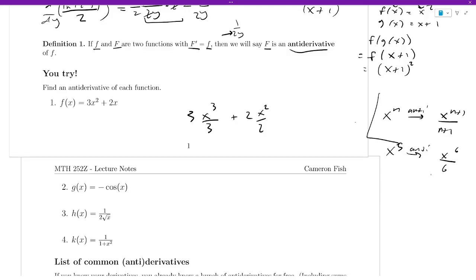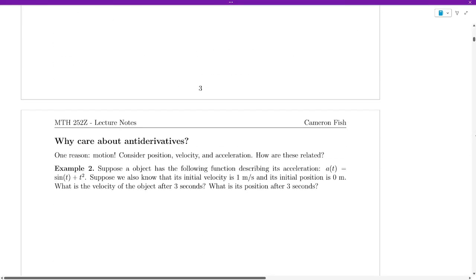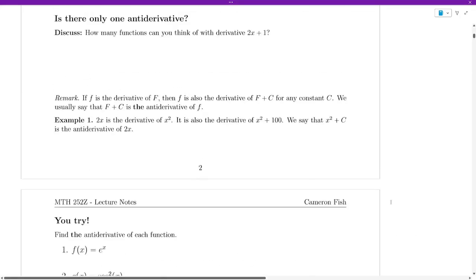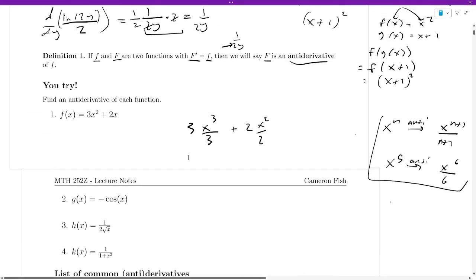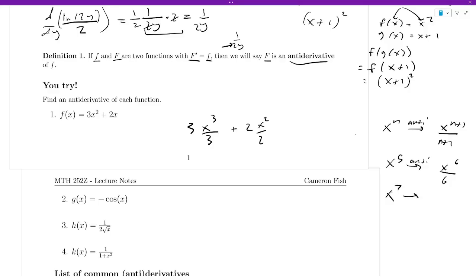So this is a big deal. We're going to be doing this all the time. Every day in this class, you're going to be thinking about these kinds of antiderivatives. Every single problem basically is going to have these. So make sure to do a couple examples and make sure they make sense. You know, x to the 7 is going to go to x to the 8 over 8.